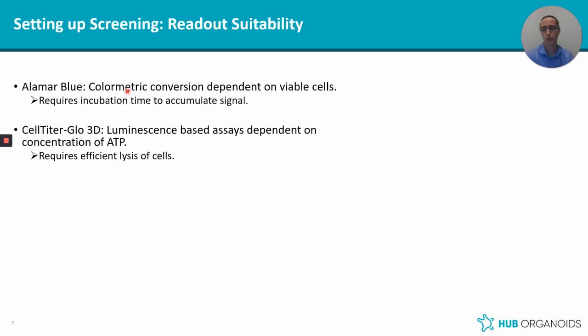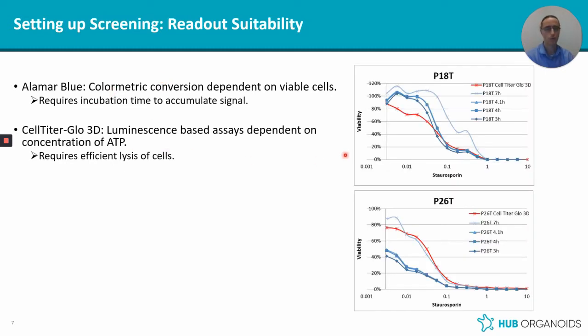I'm going to focus on 2 here, being Alamar Blue and CellTiter-Glo. Alamar Blue is something where the substrate accumulates over time, and you can see here that the signal increases as the incubation time increases. CellTiter-Glo lyses the cells and measures ATP concentration, and you can see that this is a single point measurement. When comparing 2 different organoid lines, you can see that the IC50 is comparable when using CellTiter-Glo, which would be expected for staurosporine.